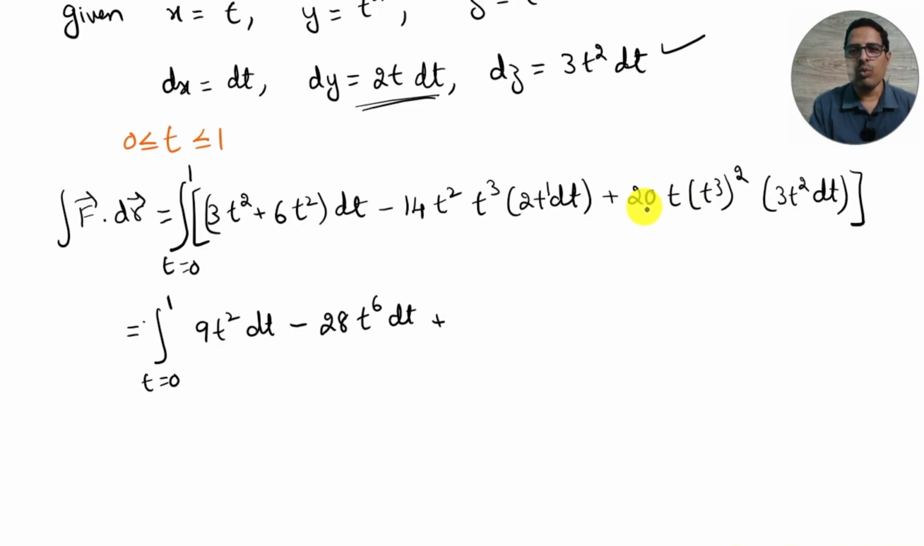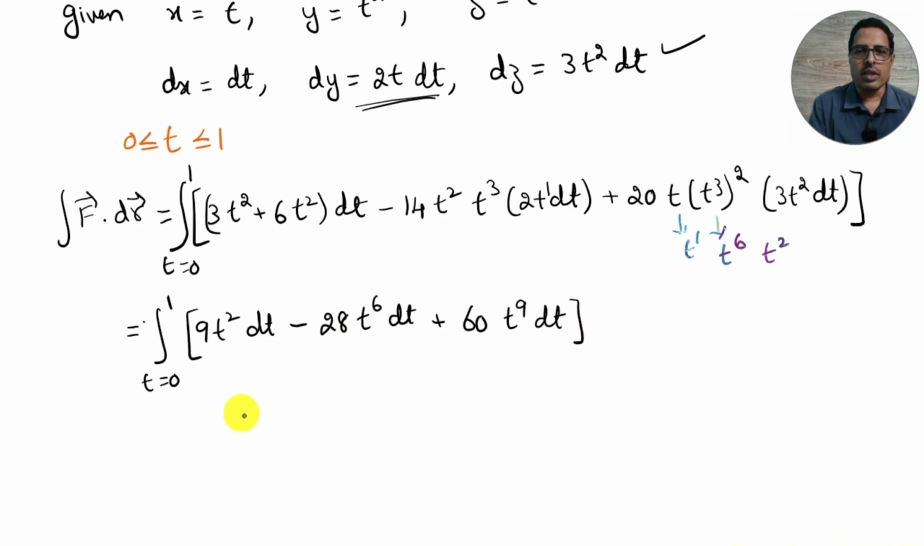Plus, again over here is 20 times 3 is 60. And over here you are having this as t, this is t cube whole square. So 3 times 2 will give you 6, that is t power of 6. And here you are having t square. So when the bases are the same, powers can be added. 1 plus 6 is 7, 7 plus 2 will be 9. So therefore we'll be getting t power of 9 times dt.